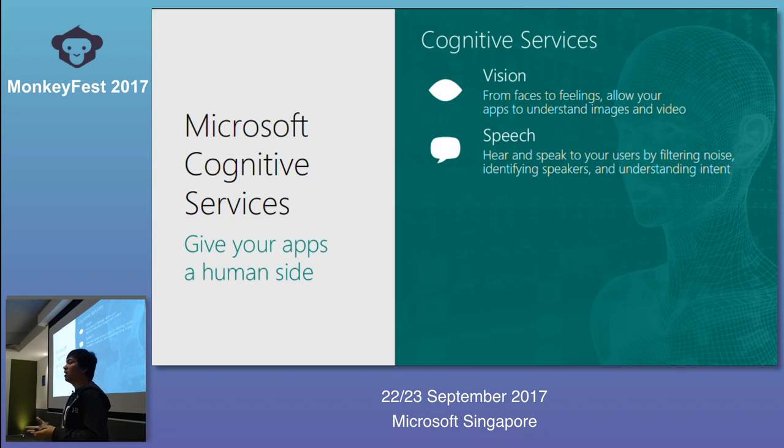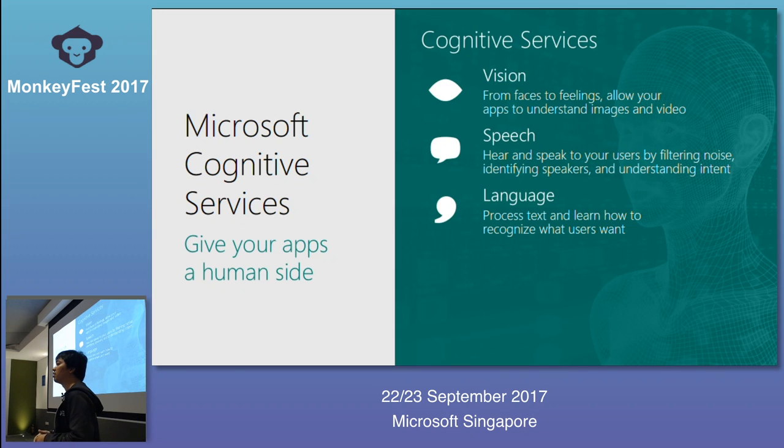The second one is speech. So Microsoft provides the speech API, so we can use text to speech, speech to text, and translating. Okay. The third one is language. This language engine we can use to build applications that process natural language. So we don't have to build our own natural language processing to determine an intent. We can use these language services from Microsoft.